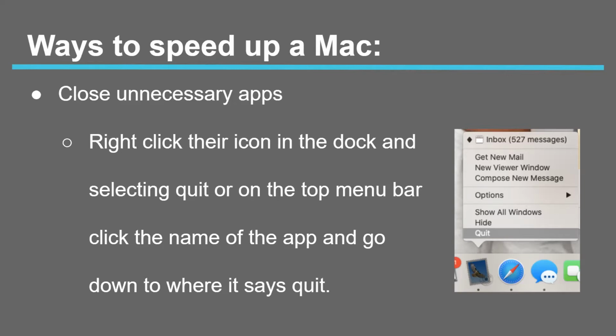So what you want to do is minimize how many apps you have open. For the Mac, for anything that you have open, you can right click the icon in the dock and then select quit, or similarly use the top menu bar of the program itself to close the app. That is one way to speed things up. So don't have a ton of things running, especially if your computer is older. It's going to slow it down inevitably.